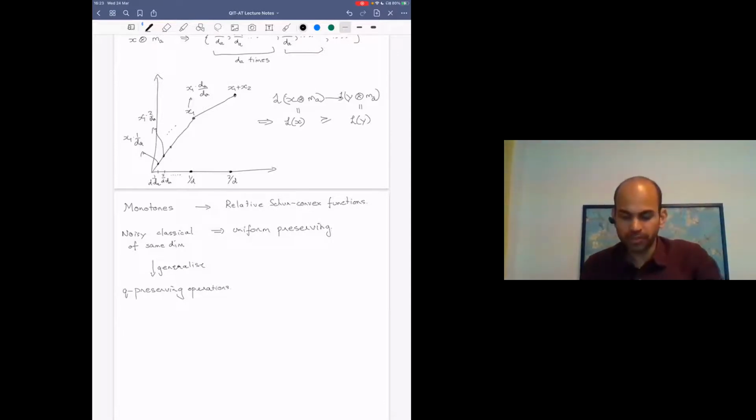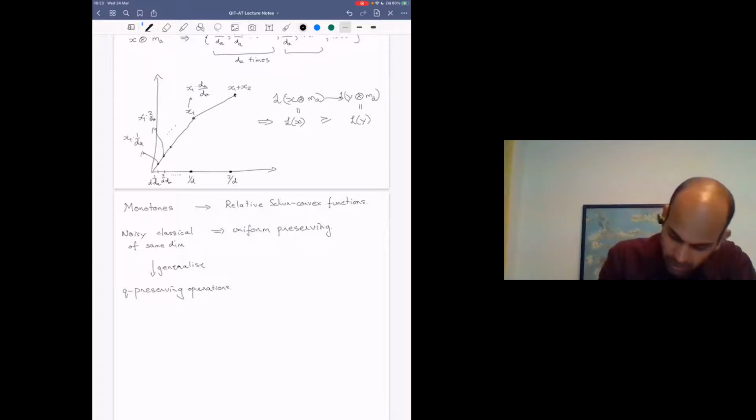And what are Q preserving operations? Q preserving operations are linear operations that preserve some distribution, but it doesn't have to be the uniform distribution. It can be the distribution Q. So Q is now a distribution. So Q is the set Qi, i running from 1 to D. So Q belongs to R plus D.